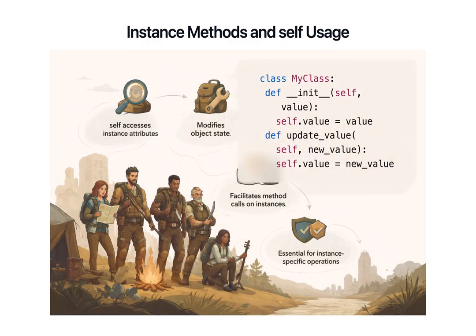Instance methods use self to access and modify the attributes of an object. This is crucial for performing operations that are specific to the instance, ensuring each object maintains its own state.